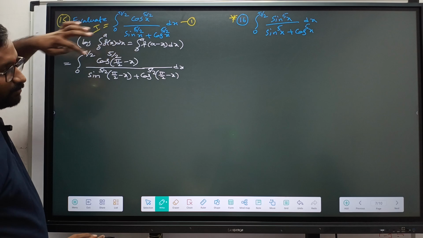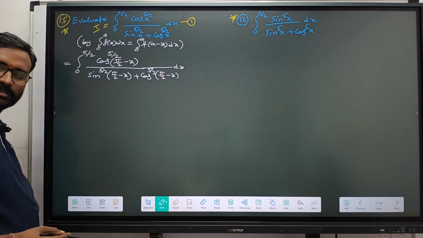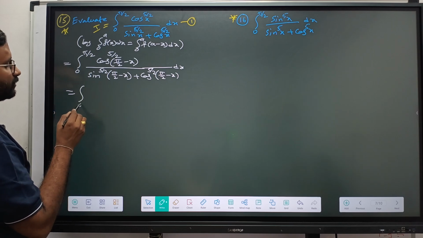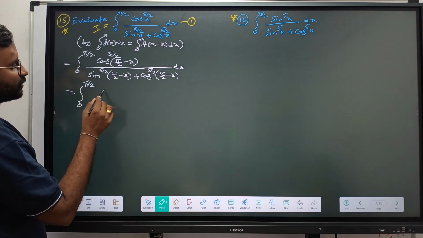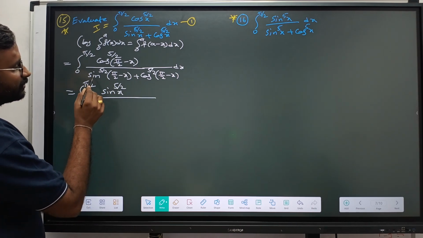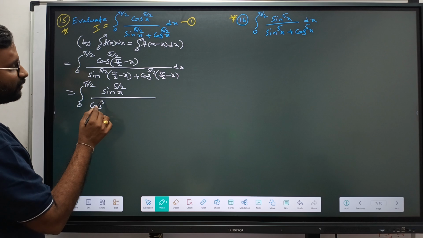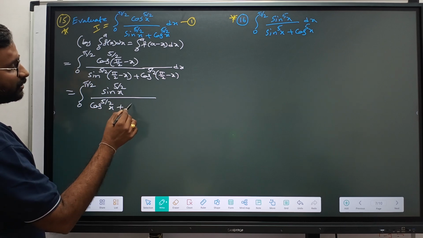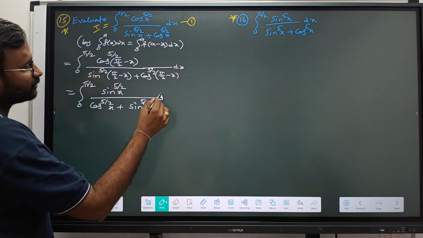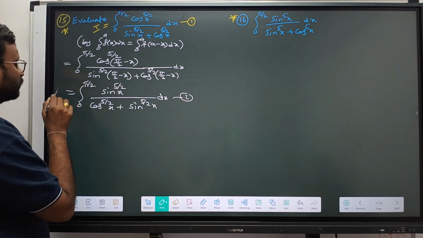What is cos of 90 minus theta? Sin theta. Sin of 90 minus theta? Cos theta. So this is equal to the integral from 0 to pi by 2 of sin power 5 by 2 x by cos power 5 by 2 x plus sin power 5 by 2 x, into dx. Take this as equation number 2.